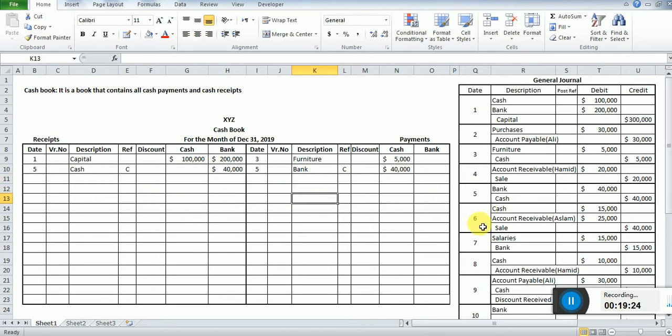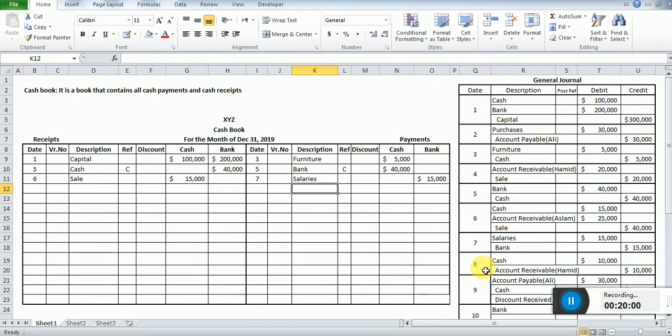Next we have number 6, cash account debited, right, and because of sale. So number 6, cash account debited how much? $15,000, and the reason behind is sale. In the description you have to show. Okay, number 7, we have bank account credited here. Okay, so number 7, bank account credited how much? $15,000. And the reason behind this credit is salaries, so you have to put the salaries in the description.